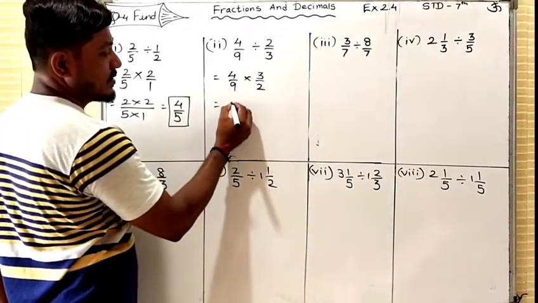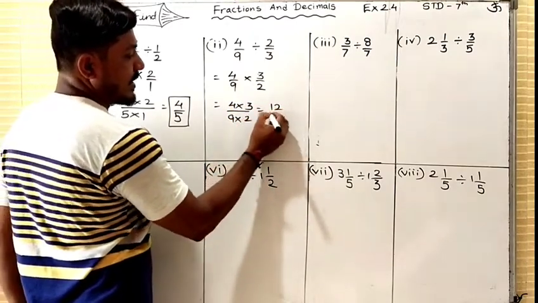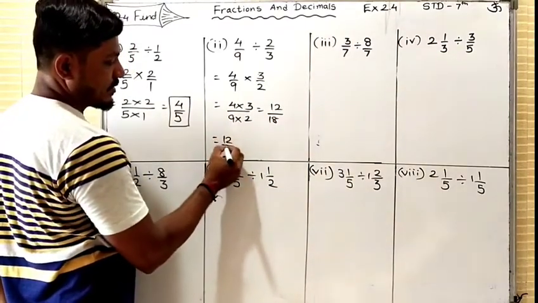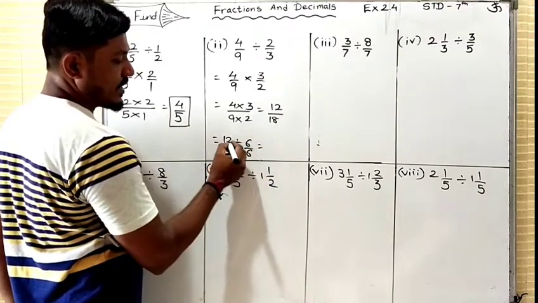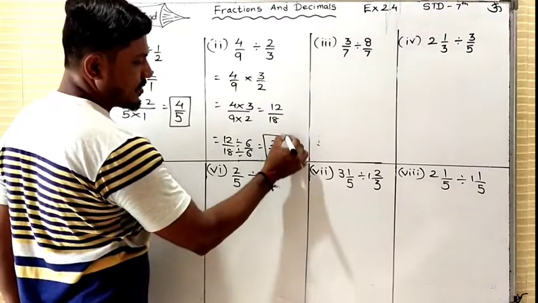Then 4 3s are and 9 2s are. 4 3s are 12 and 9 2s are 18. Now here highest common factor is 6. So both value you have to divide by 6. So 12 divided 6 gives 2 and 18 divided 6 gives 3. It is also a proper fraction.